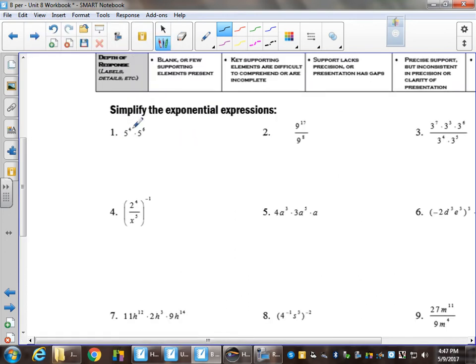We have 5 to the 4th times 5 to the 6th. My bases are the same. This is product of powers. So we're multiplying two powers. Rules say that when we're multiplying two powers, we're going to add the exponents. So 4 plus 6 is 10. So I get 5 to the 10th.